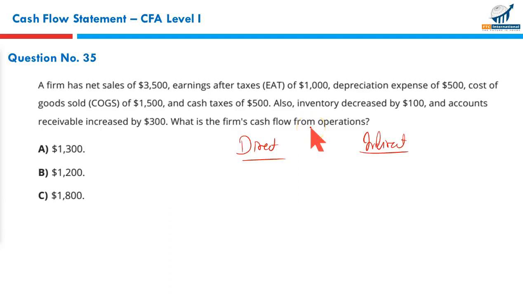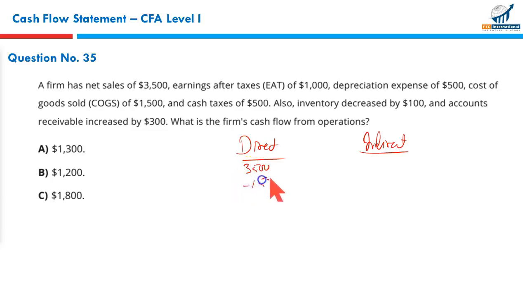Question is silent, but we can play with the question. We can do it under both methods, by the direct method as well as the indirect method. How do we do it by the direct method? Under the direct method, we have this inflow of 3,500. It's the money received from cash sales. From this, we need to deduct expenses. We need to deduct the CGS.